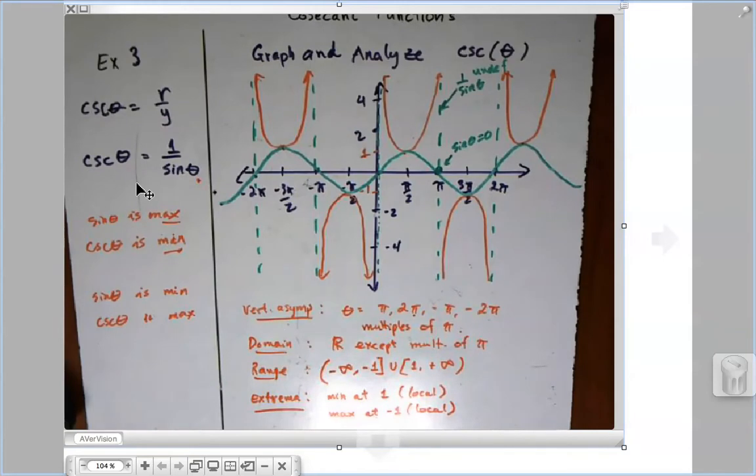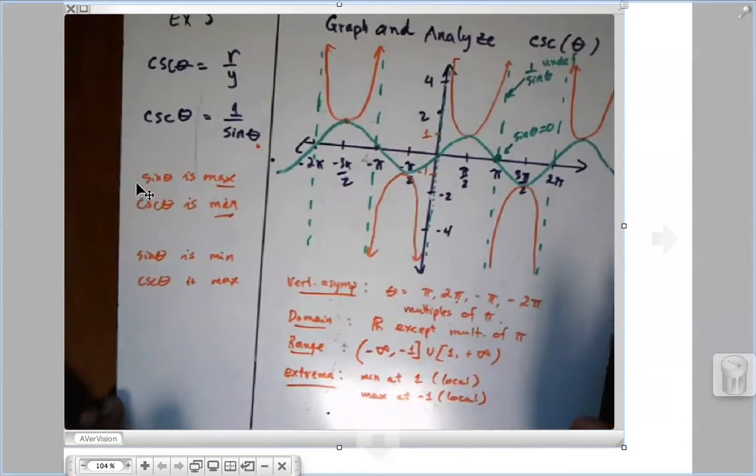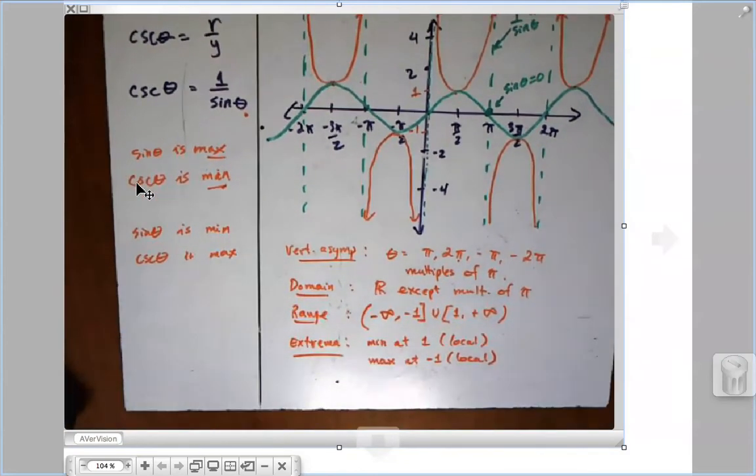And also, let's see if we have any sort of symmetry here. Looking at just the cosecant, if you take this, spin it around, it actually produces the same thing again. So the cosecant function, the symmetry, is odd.